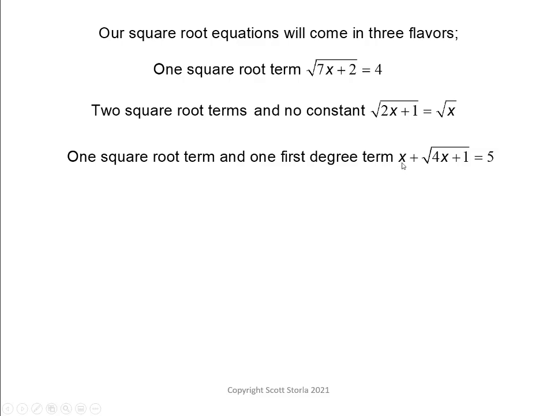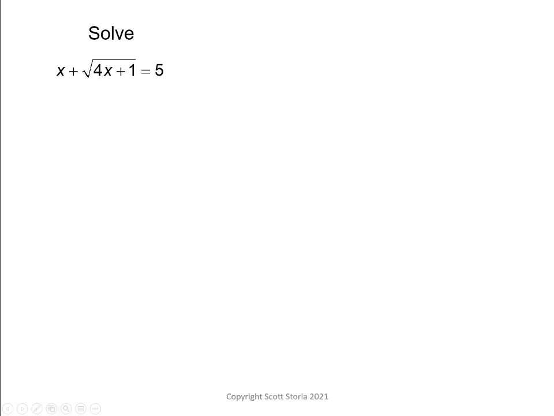In this video, we're going to concentrate on situations where we have one first degree term and also a square root term. Now, the strategy in a case like this is going to be to isolate the radical term, then square both sides, and then finish solving the equation. For instance, here, my first step would be to subtract x from both sides. That will isolate my square root term.